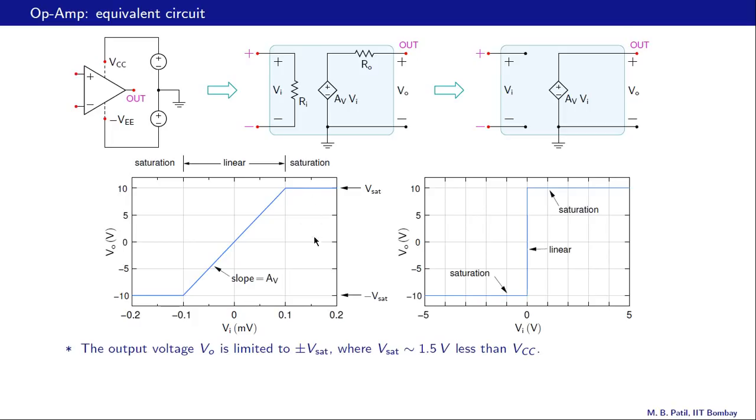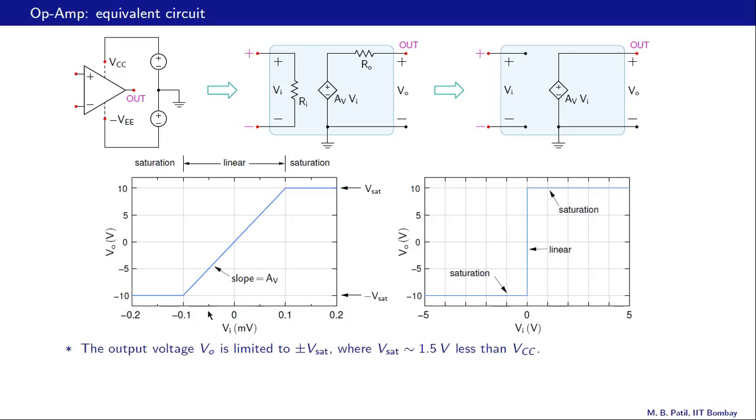Now this difference therefore is 20 volts, and we know the slope of this linear region, that is 100,000 or 10 raised to 5, and therefore we can calculate the width of this linear region. What would that be? That would be 20 divided by the slope, which is 10 raised to 5. So that comes to 200 microvolts, or the same as 0.2 millivolts. So that means this entire width is only 0.2 millivolts in this case.